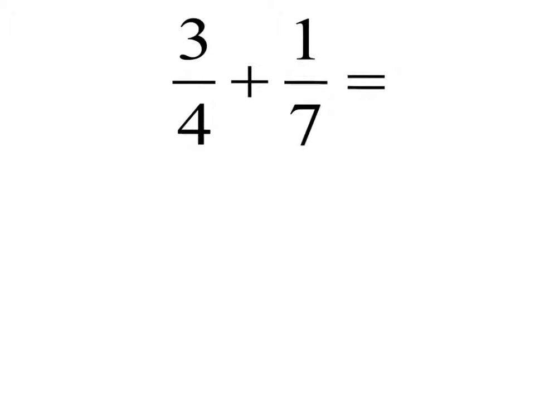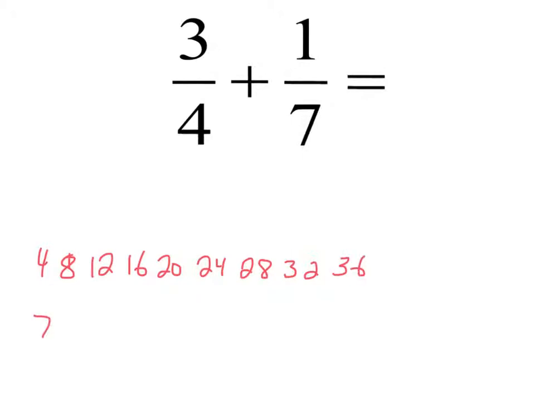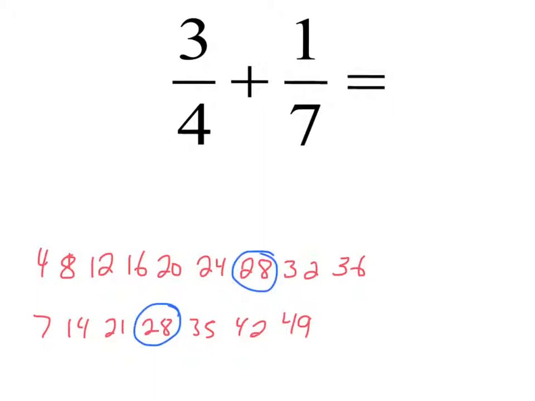So let's take a look at another one. 3/4 plus 1/7. Again, I need to find a common denominator. So I start by listing out my multiples for each number. I list them out for my 7. And then I compare my two lists. Hopefully you notice that the smallest number that showed up in both lists was 28.